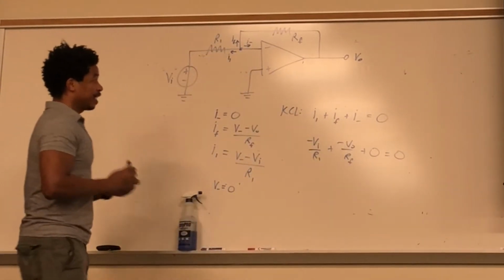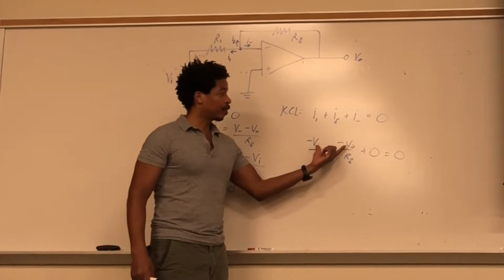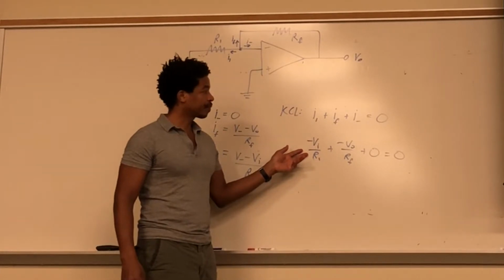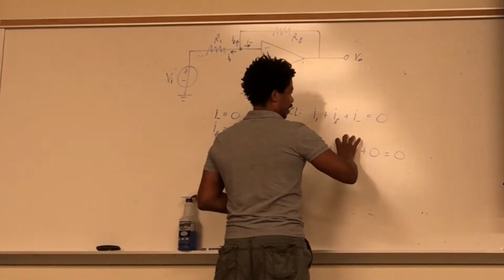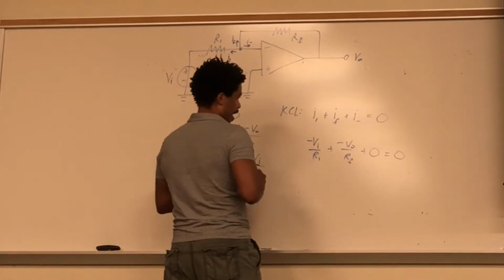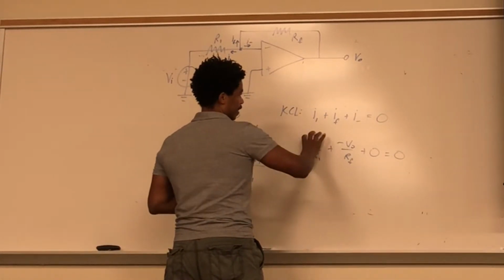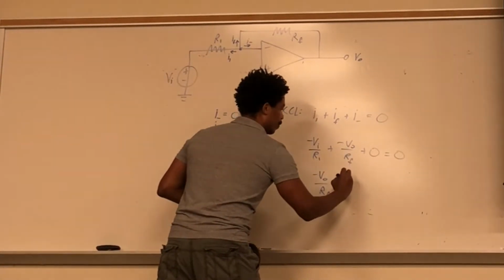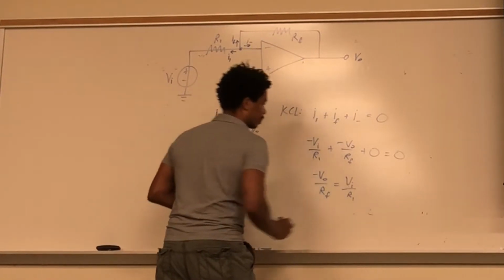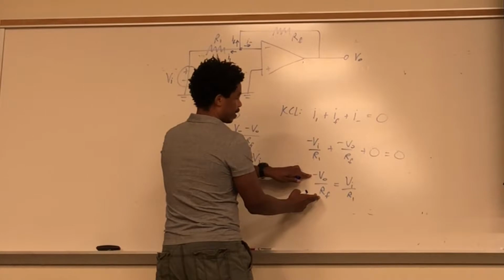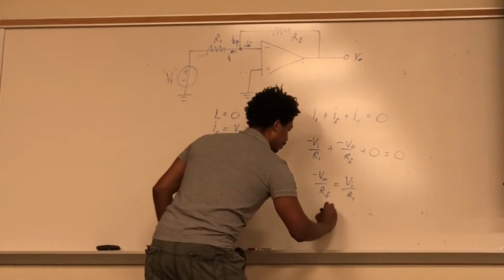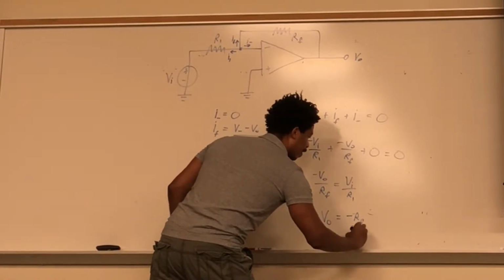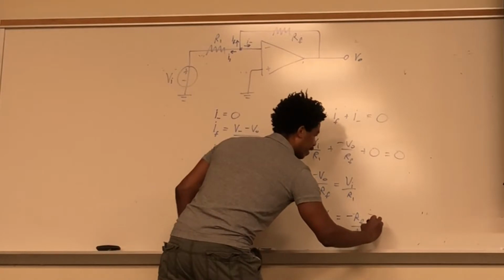Now this is kind of nice because we're looking for the gain, the ratio of output over input. So we can find it from this. For this equation, let's take this term and put it on the other side. So negative VO over RF equals VI over R1. And then take these two things and put them on this side. So V out equals negative RF over R1 times VI.